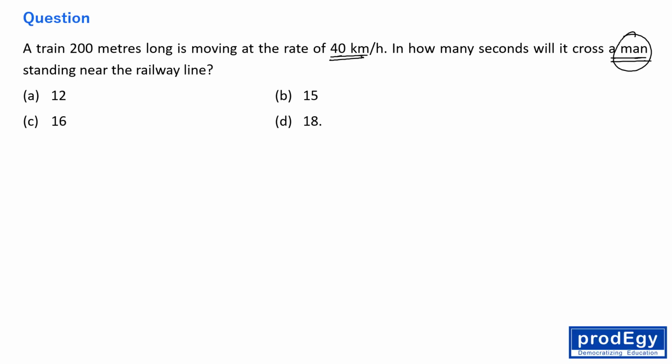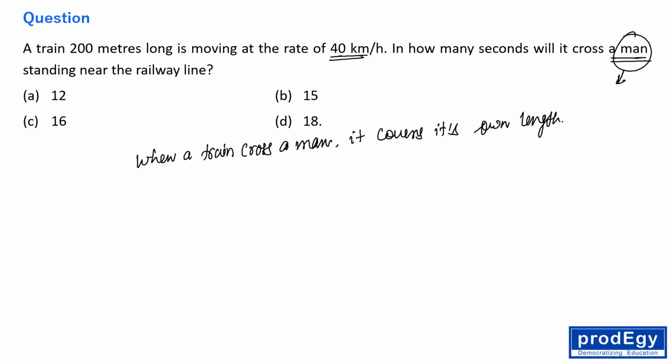See everyone, when a train crosses a man, it covers its own length. I repeat, when a train crosses a man, it covers its own length. So it means the train covers 200 meters.